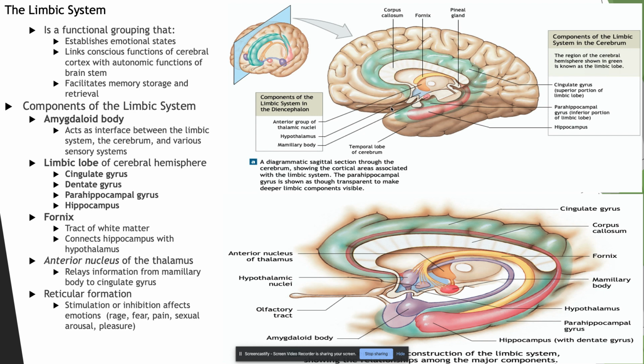So the limbic system includes nuclei and tracts along the border between the cerebrum and the diencephalon. This system is a functional grouping rather than an anatomical one. Functions of the limbic system include establishing emotional states, linking the consciousness and intellectual functions of the cerebral cortex with the unconscious and autonomic functions of the brainstem, and facilitating memory storage and retrieval.